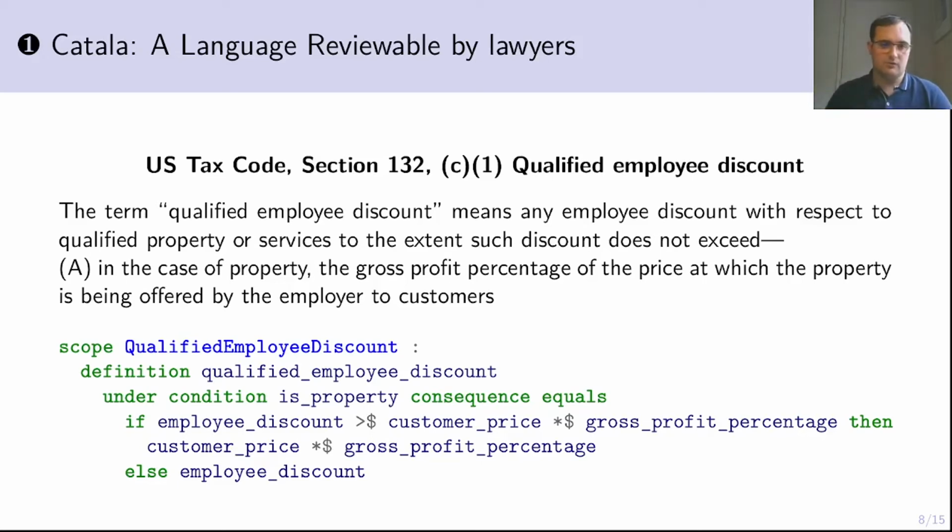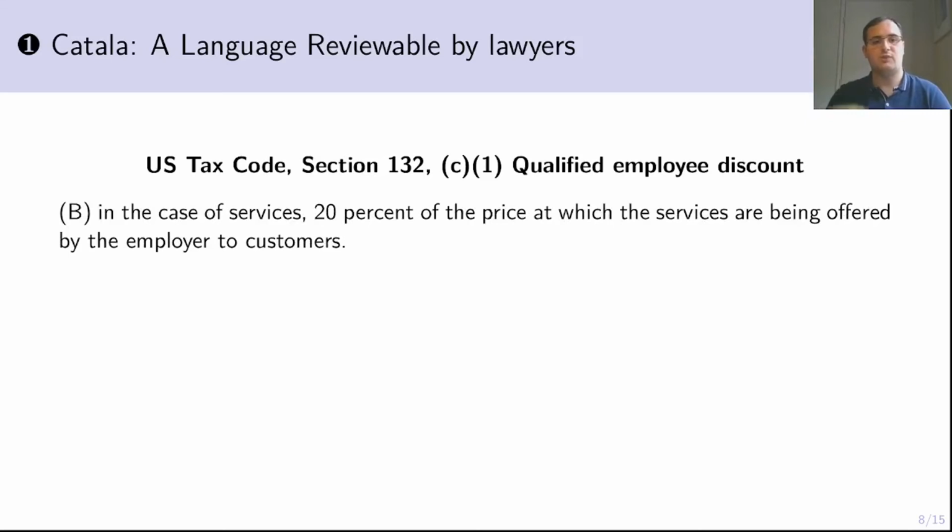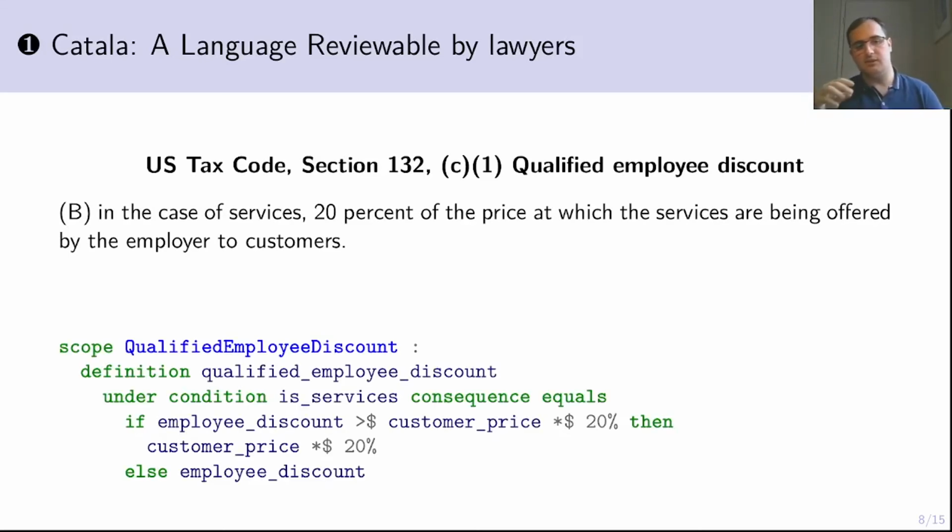Here, this example is split into 2 parts. There's paragraph A, which defines a qualified employee discount in a certain case, and then there's paragraph B that defines it in another case. And you can see that the Catala code adapts seamlessly within the structure of the legislative text, because here we would be defining the same variable twice, and Catala supports that under a condition, and each paragraph has its own condition which can distinguish what is being applied.